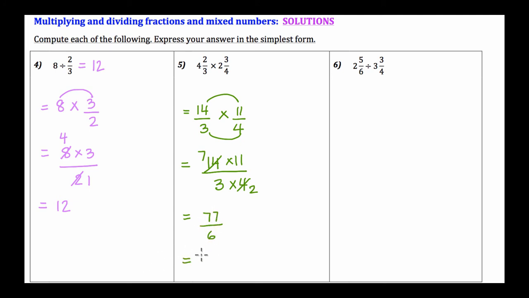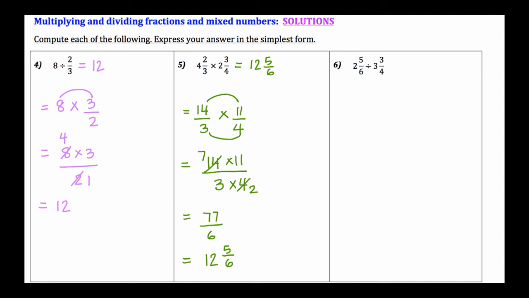So 77 divided by 6, we have 12 wholes and a remainder of 5. So that becomes the numerator, and we're still dividing by 6, so that's the denominator. So 4 and 2/3 times 2 and 3/4 is 12 and 5/6.